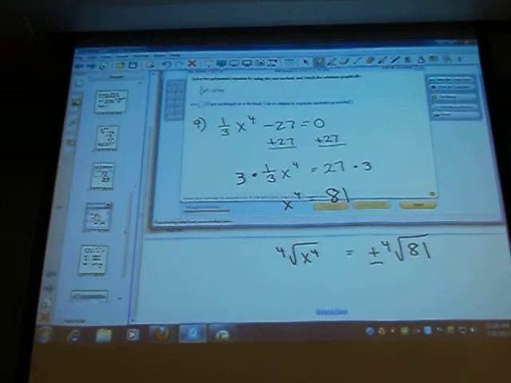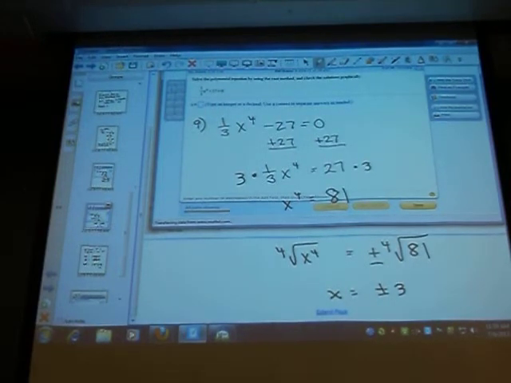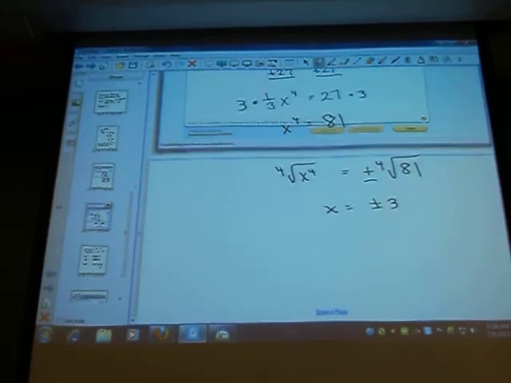Well, what is the 4th root of 81? 3. What number to the 4th power equals 81? 3 times 3 would be 9. So on the calculator, you need to use your x root button and put a 4 in front of it. Call it the 4th root.